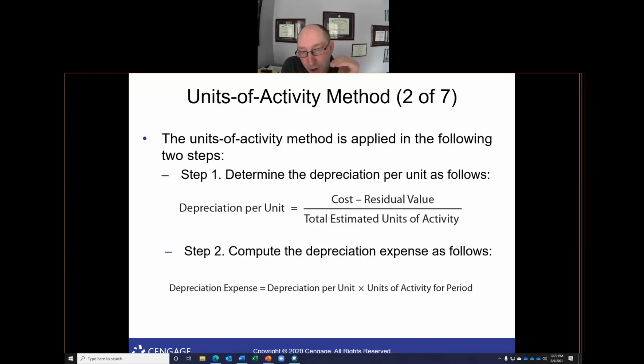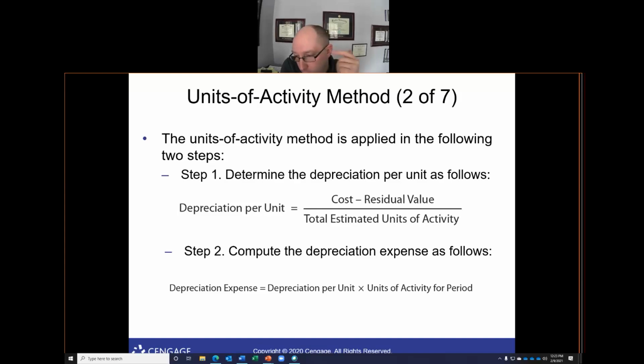The bottom part says total estimated units of activity. We have to figure that out. That's going to be given to you, okay? In our case, it'll be the number of hours that the forklift will be driven or used.